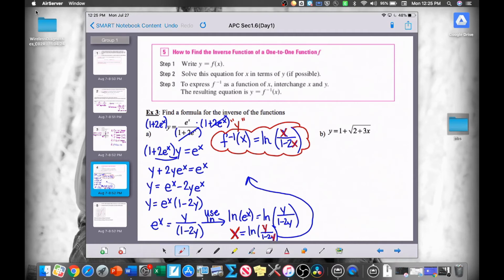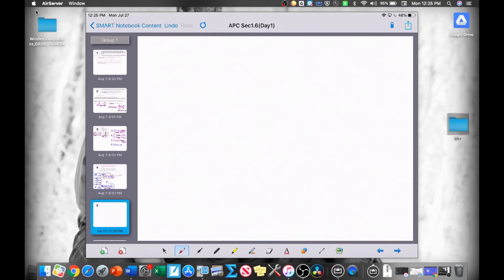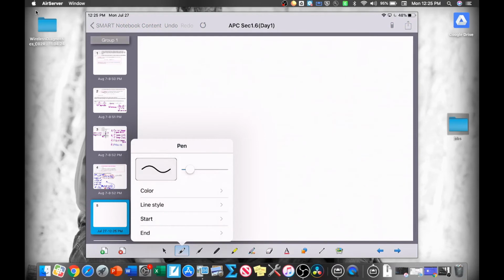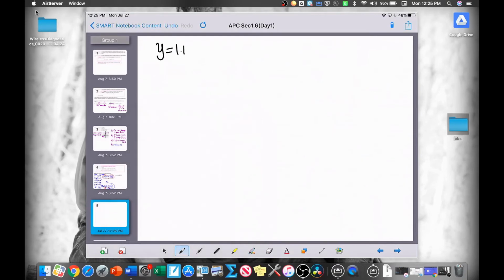Letter B, I'm going to give myself a little bit more room. We begin with the function y equals 1 plus the square root of 2 plus 3x. It's already in y equals form, so I don't have to replace f of x with y. I just have to do some algebra. So first I'm going to subtract the 1 to the other side. So now I have y minus 1 equals the square root of 2 plus 3x.